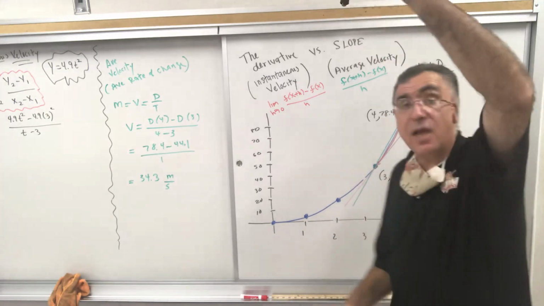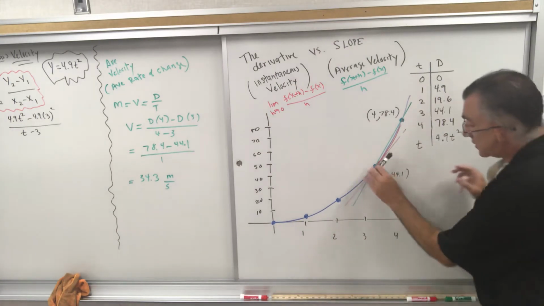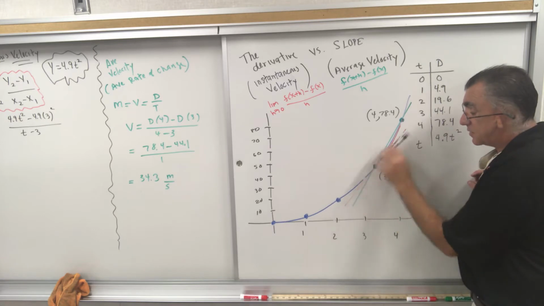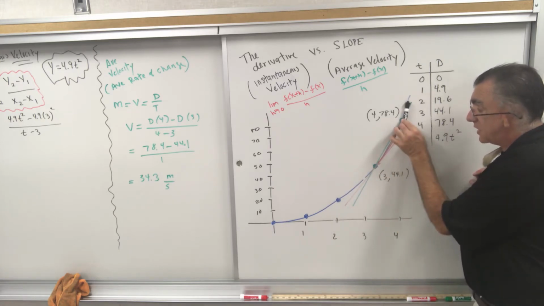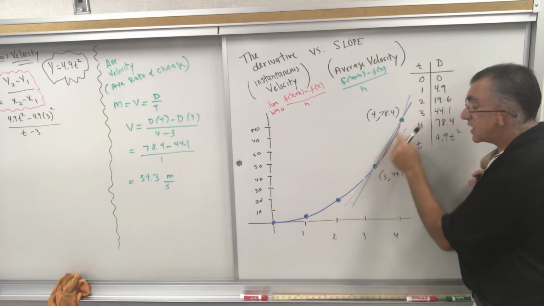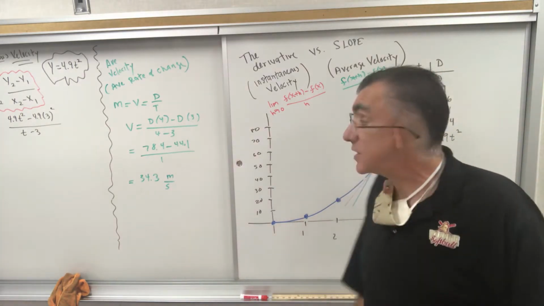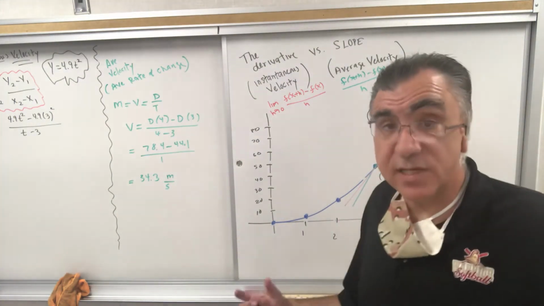When you drop a rock, obviously it speeds up, right? So the slope here is not as big as the slope here at 4 seconds. So that's not the speed at 3 seconds. That's the average speed between 3 seconds and 4 seconds. That's my average rate of change, not my instantaneous rate of change.